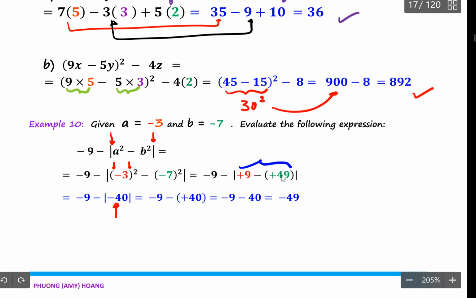After I found negative 40, I will start taking away this absolute value bracket. I take this away, take that away, substitute that with a normal bracket, and take that positive 40 away from negative 9. It means negative 9 subtract positive 40. I should have negative 9 subtract 40. So my final answer should be negative 49.